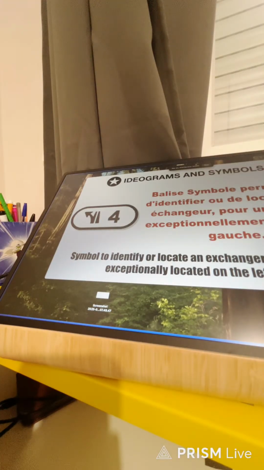Is it clear? Is all the symbol clear? Yes, ma'am. The symbol is clear. Okay, good.